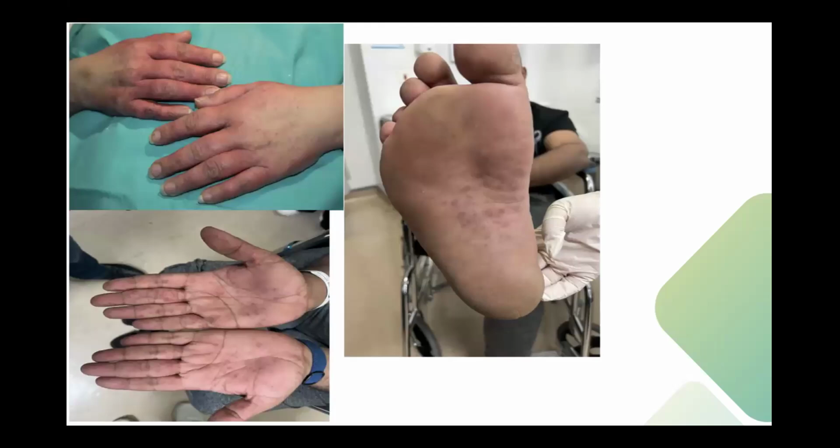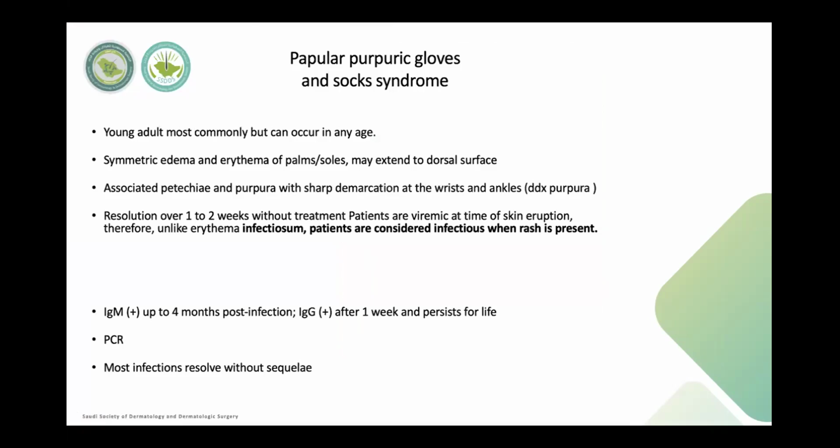Okay, so this is another rash again. This one is a bit different. As we can see here, this patient has some kind of petechial macules over the palms, dorsal hands, and even the soles. Sometimes it's accompanied by very painful lesions, so they cannot walk, so they will need a wheelchair like this patient. So this is papular purpuric glove and sock syndrome, usually in young adults. It has symmetrical edema and erythema of the palm and sole.